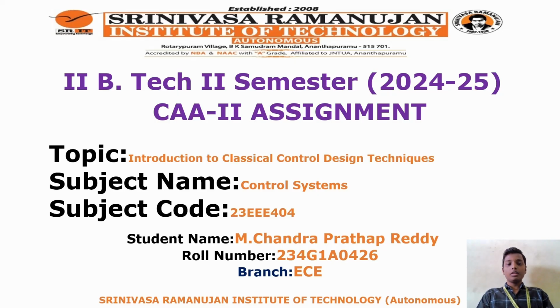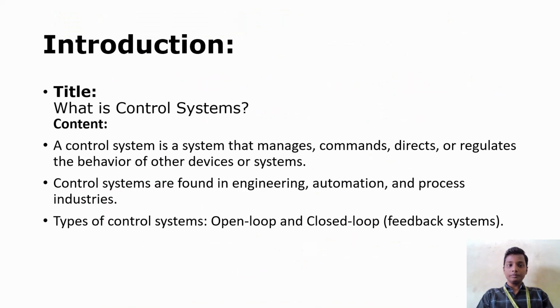Today we are discussing Introduction to Classical Control Design Techniques from the subject Control Systems. Introduction. First of all, we have to know what control systems are. A control system is a system that manages commands, directs or regulates the behavior of other devices or systems. Control systems are found in engineering, automation and process industries. Types of control systems: open loop and closed loop feedback control systems.